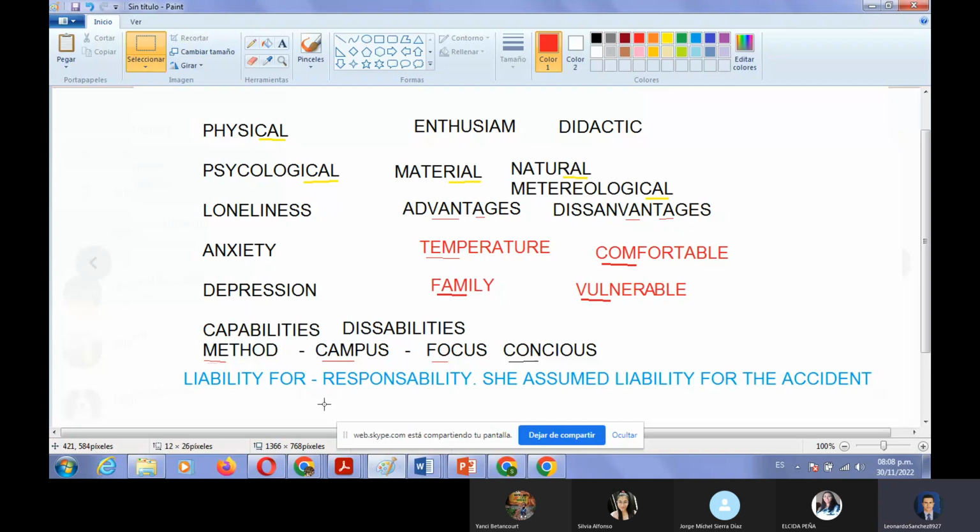A veces hay verbos con preposiciones, realmente va a ir acompañada de la preposición for. Liability for. Entonces, por ejemplo, she assumed liability for the accident. Ella asumió la responsabilidad, ¿sí? Entonces, en vez de decir he assumed the responsibility, van a escuchar más al nativo utilizar liability.